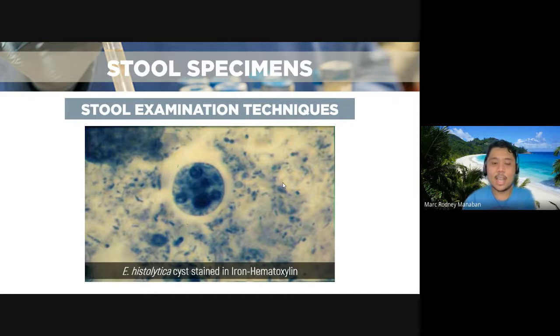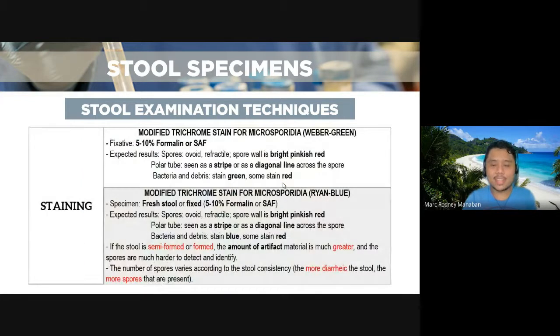All right, so the next is your modified trichrome, sorry. Again, the modified trichrome staining method is for your intestinal microsporidia. So you have two methods, the Ryan blue and the Weber green. As you can see, there are slight differences, okay? For Weber green, the fixative that is recommended is 5 to 10% formalin or SAF, whereas for Ryan blue, you can use fresh stool, okay? Now, for the expected results for the microsporidia itself, the spores and the polar tube, they are the same, bright pinkish red. So they differ in the colors of the background.